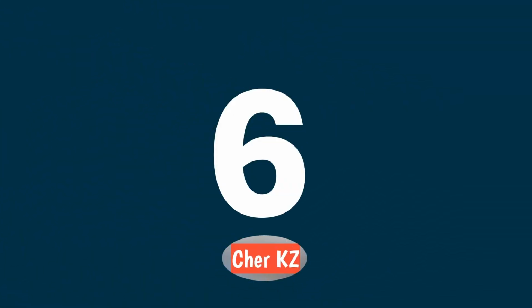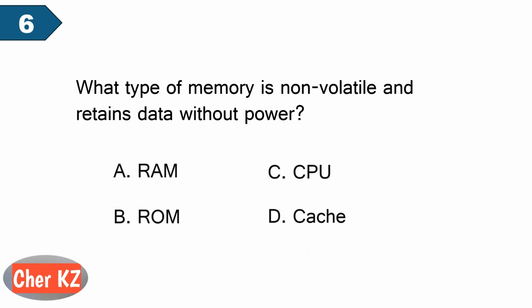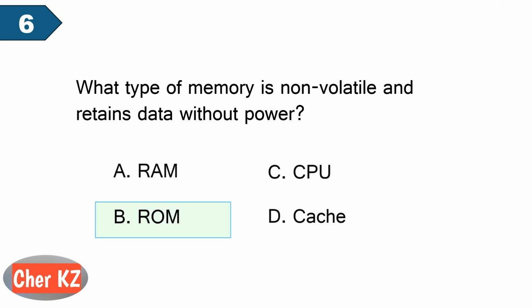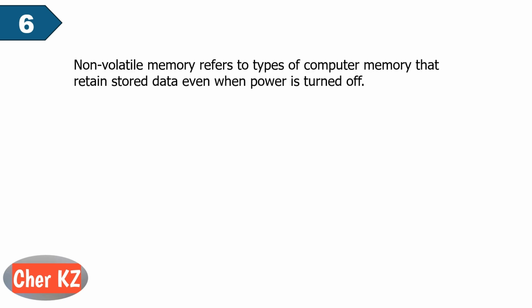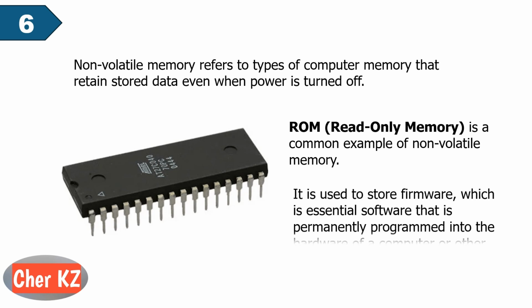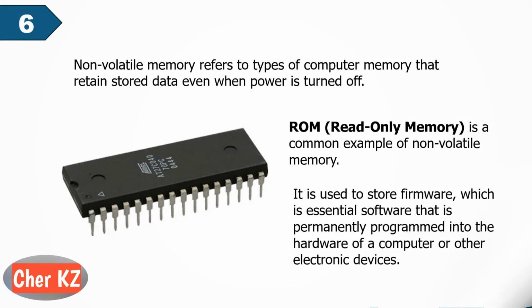Question number 6. What type of memory is non-volatile and retains data without power? The correct answer is letter B. ROM. Non-volatile memory refers to types of computer memory that retain stored data even when power is turned off. ROM or read-only memory is a common example of non-volatile memory. It is used to store firmware, which is essential software that is permanently programmed into the hardware of a computer or other electronic devices.